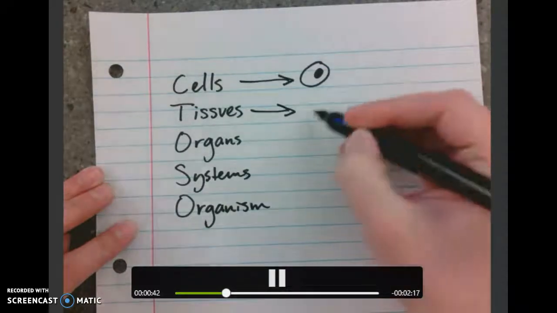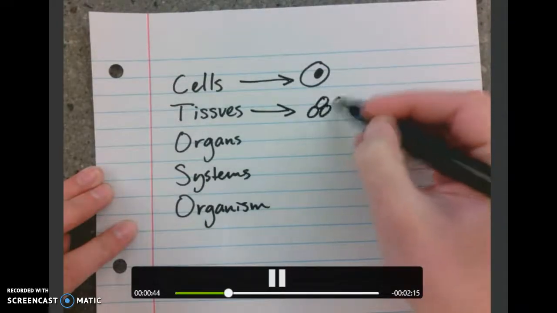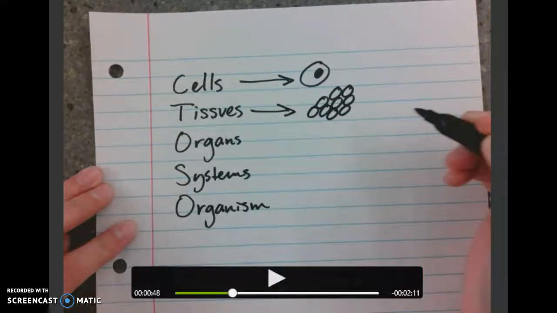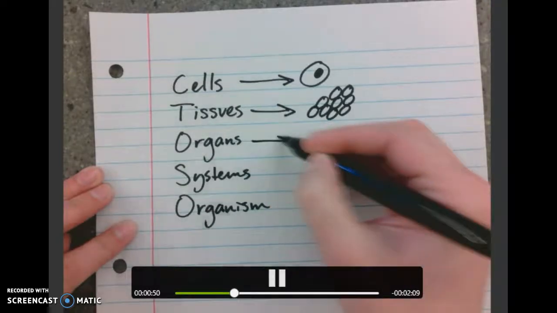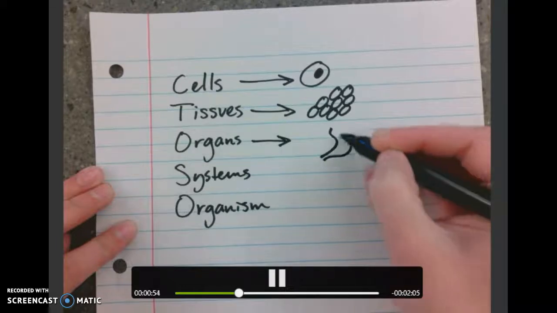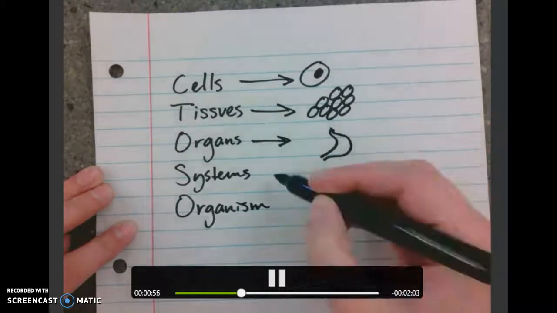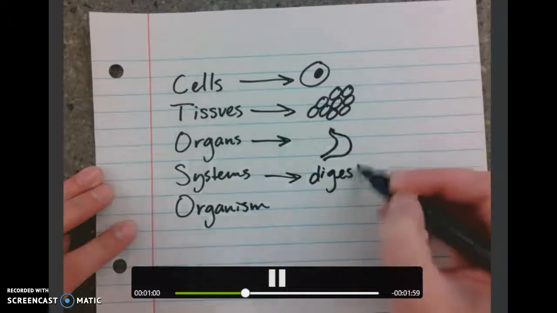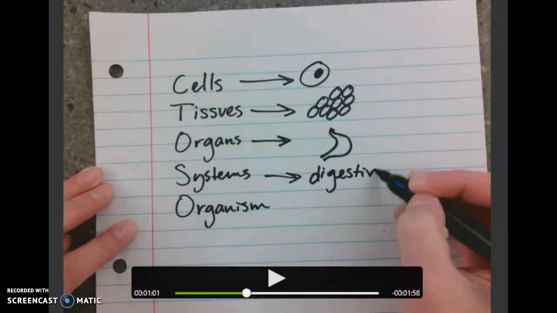They're the smallest unit. Tissues are a bunch of cells that work together to perform a function. So, for example, your heart muscle tissue, or the tissue that makes up your stomach or your skin or something like that. Organs, we've learned about some of them. Your heart is an organ. Your stomach, which I'm drawing right here, that's an organ. Your lungs are organs.